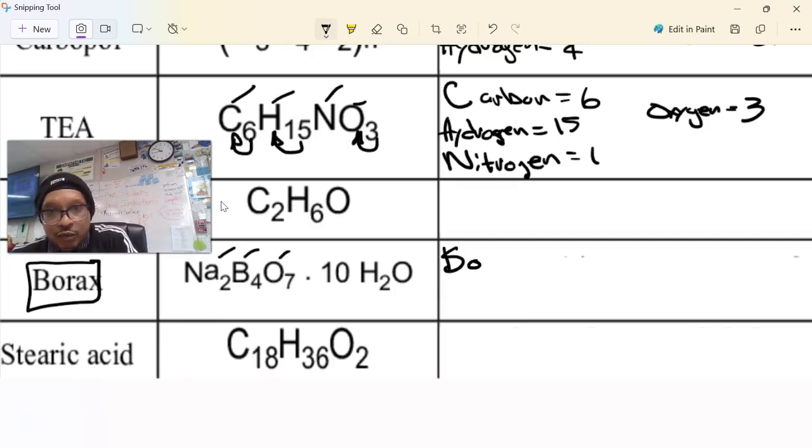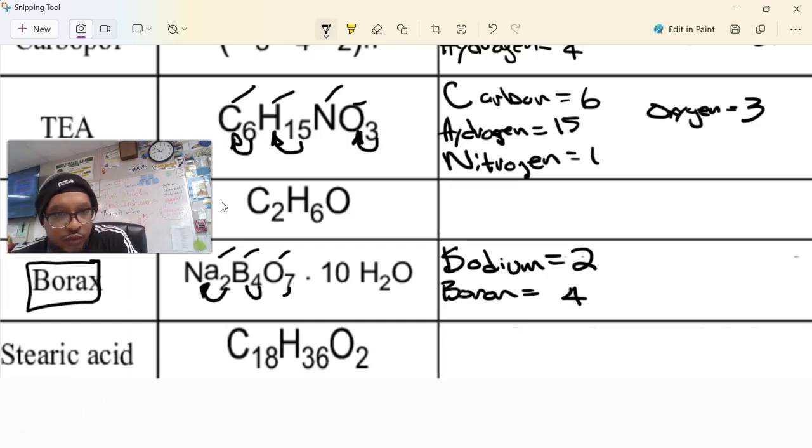So this Na, which is sodium, right? It looks like it has 2. All right, cool. And then the boron, boom, is equal to, it looks like 4. Okay. And then we got oxygen, which is 7 right there. So we got oxygen, right, which we have a 7. Okay. And then we got this over here.